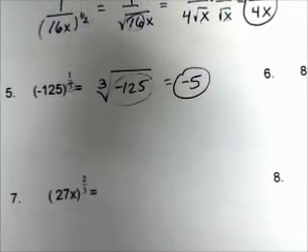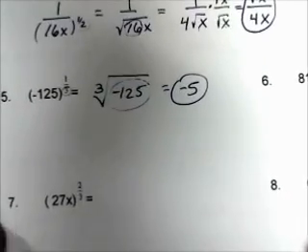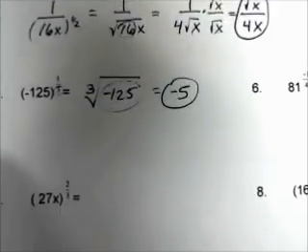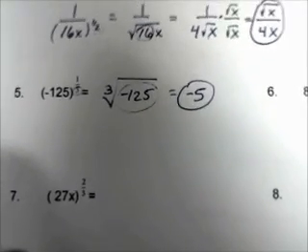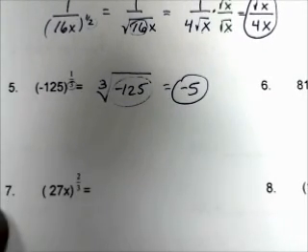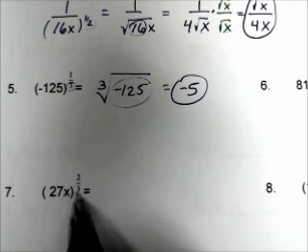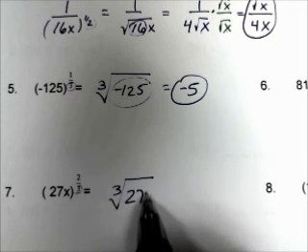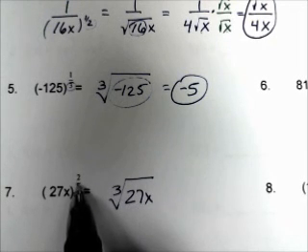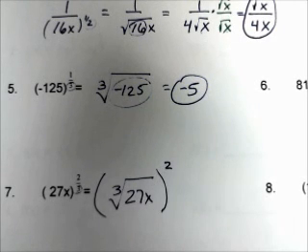Number 7, 27x raised to 2/3. Okay, so finally we have a fractional exponent in which our numerator is something other than 1. All right, so again, the denominator is still our root, so this is the cube root of 27x, and now our numerator of 2 means we raise that result to the second power.